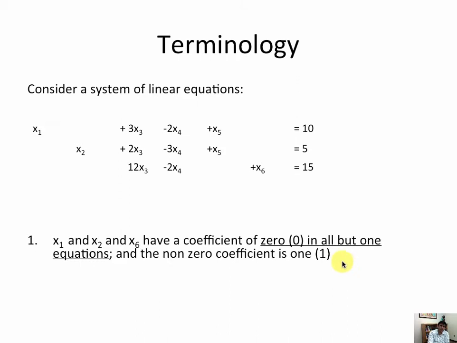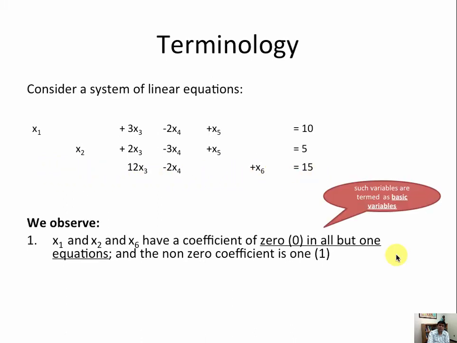So finally, I just want to introduce one terminology. So consider a system of linear equations which is x1 plus 3x3 minus 2x4 plus x5 is equal to 10, and here we have x2 plus 2x3 minus 3x4 plus x5 is equal to 5, 12x3 minus 2x4 plus x6 is equal to 15. In this case, we have x1 and x2 and x6 have zeros in all but one equation. So x1 is 1 in only row number 1, x2 is 1 in only row number 2, and x6 is 1 in only row number 3.